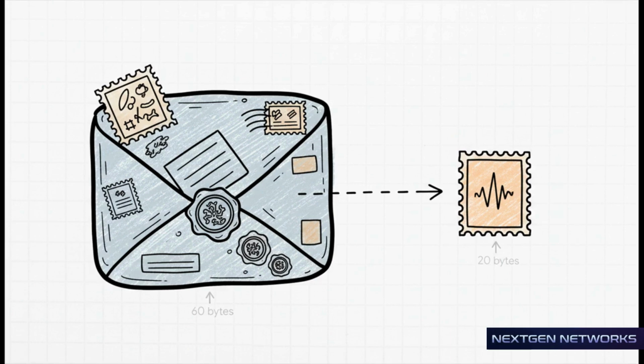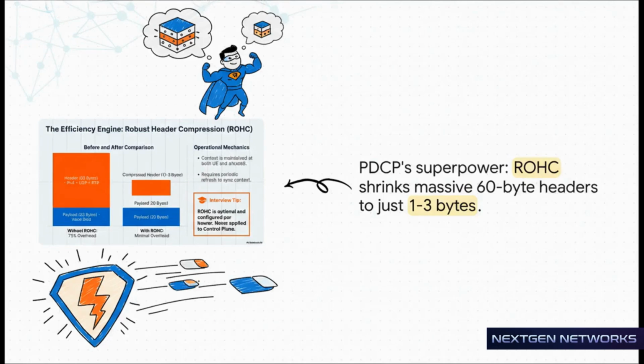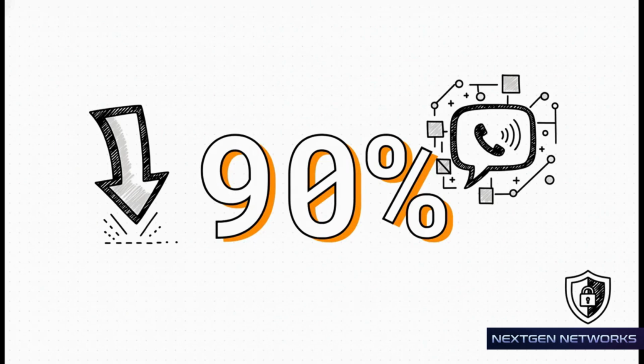It's a colossal waste. The solution is a superpower, and it's called Robust Header Compression, or ROHC. And just look at the impact. It takes that massive 60-byte header and shrinks it all the way down to just 1 to 3 bytes. It does this by stripping out all the repetitive information that doesn't need to be sent every single time. For real-time stuff like voice and video, this is an absolute game changer. Just to put a fine point on it, we're talking about a reduction of over 90%. 90! Imagine if your data plan suddenly became 90% more efficient for things like voice calls. That's the incredible power of ROHC, and it's all managed by our hero, PDCP.